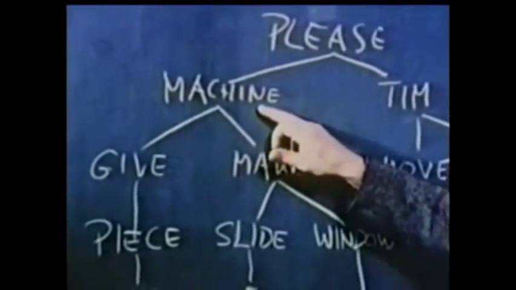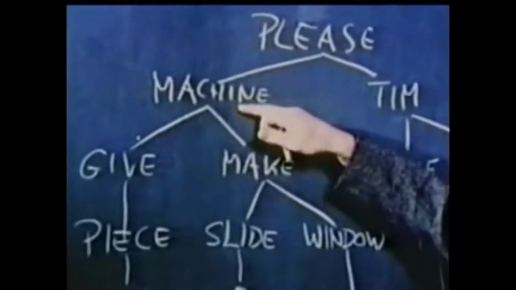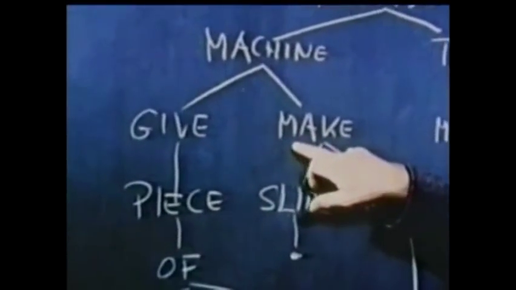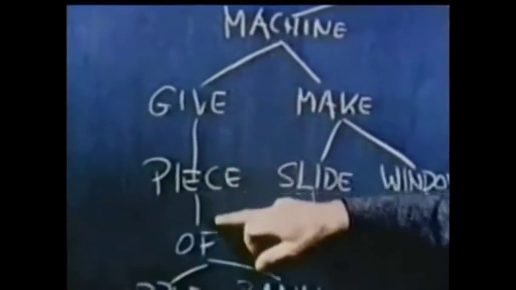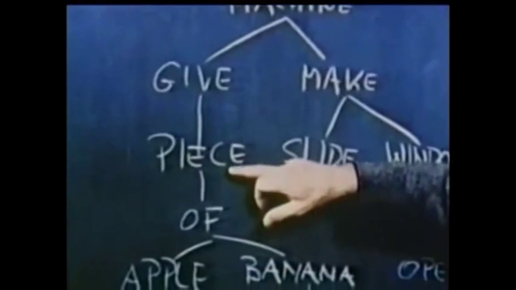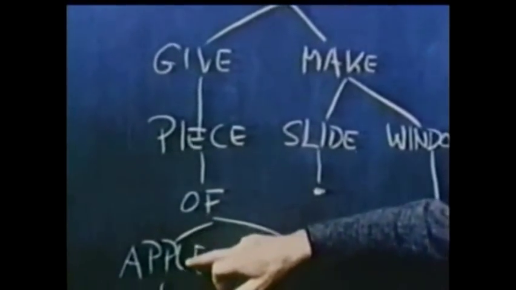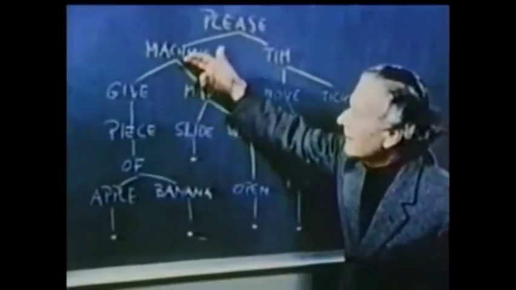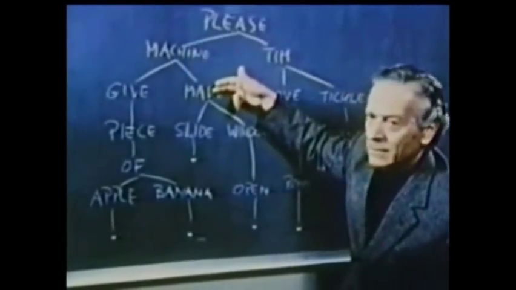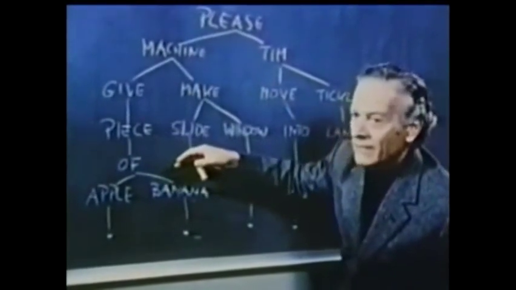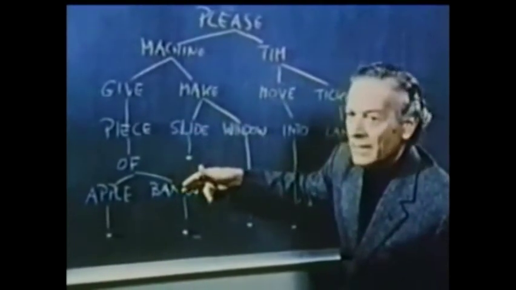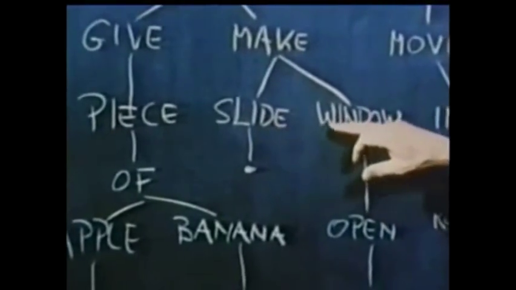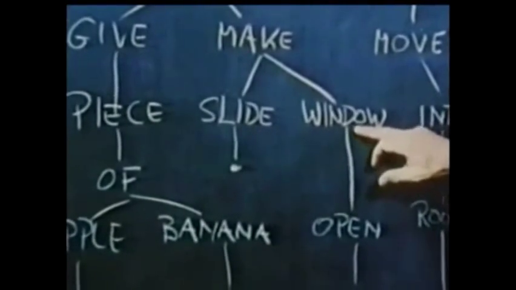Machine and Tim are two active agents. In the case of machine, there are two activities, giving and making. Giving has a number of objects. One of them would be piece of apple. It could also be piece of banana. If the machine is making something, it can't make a piece of apple. It can't make a piece of banana or an M&M. It can only make a slide, or it can make the window open.